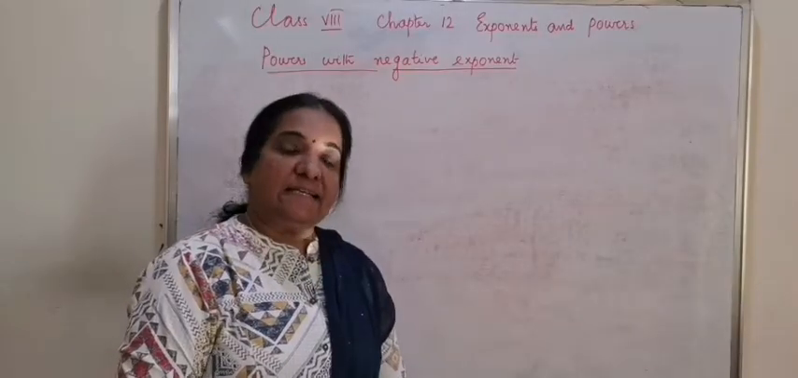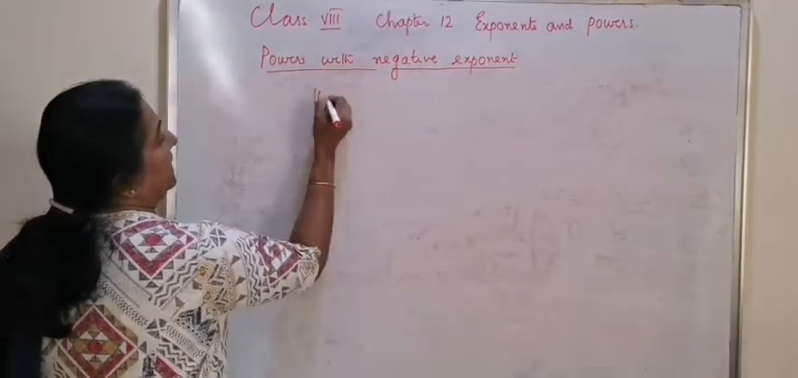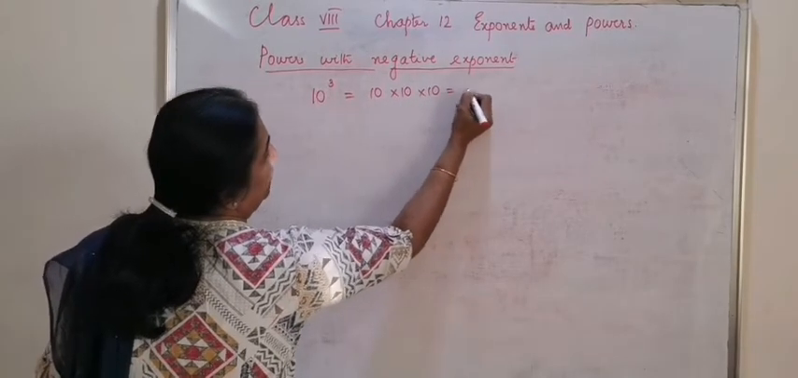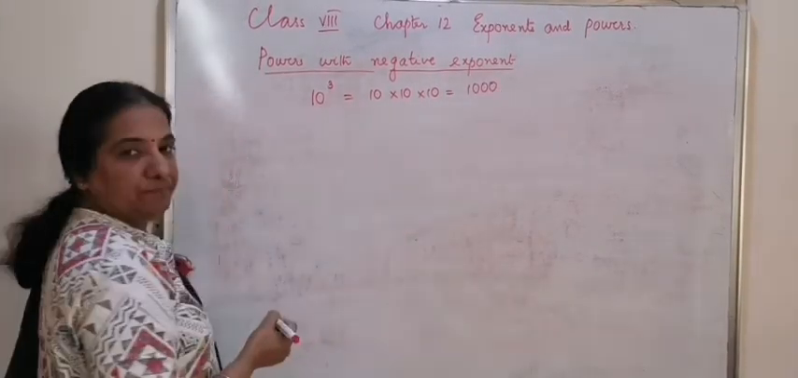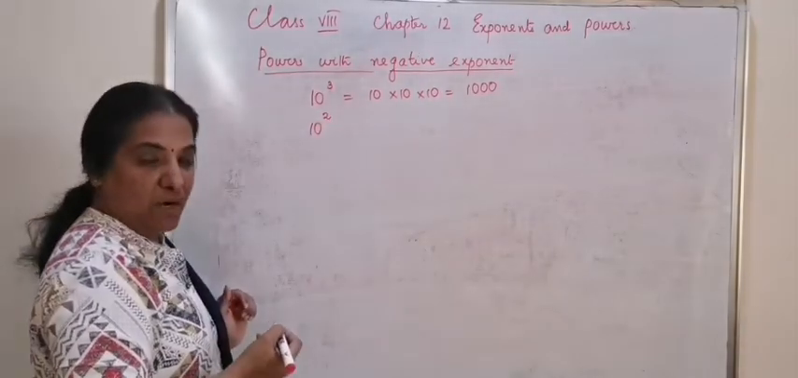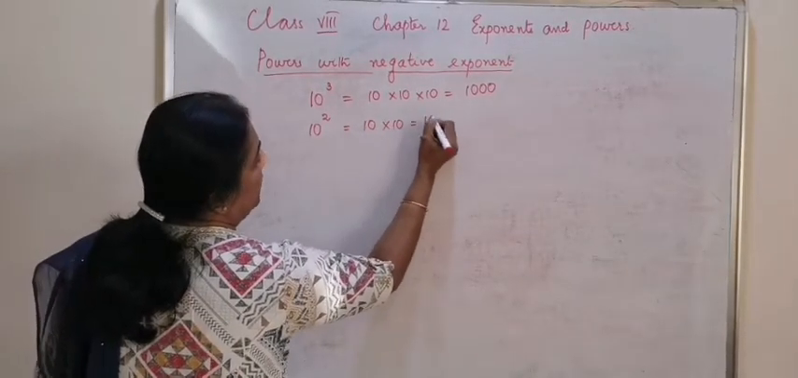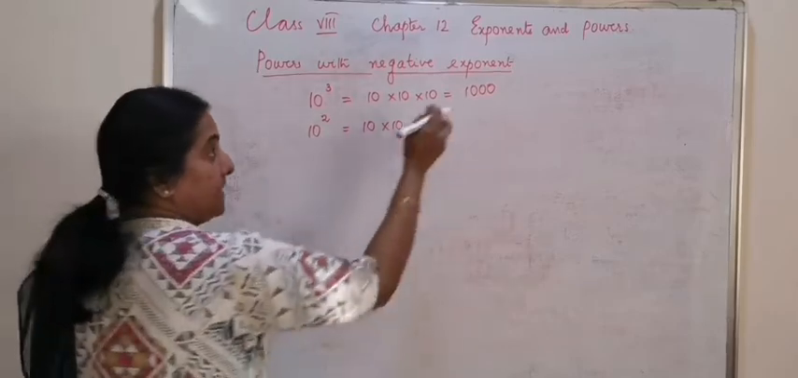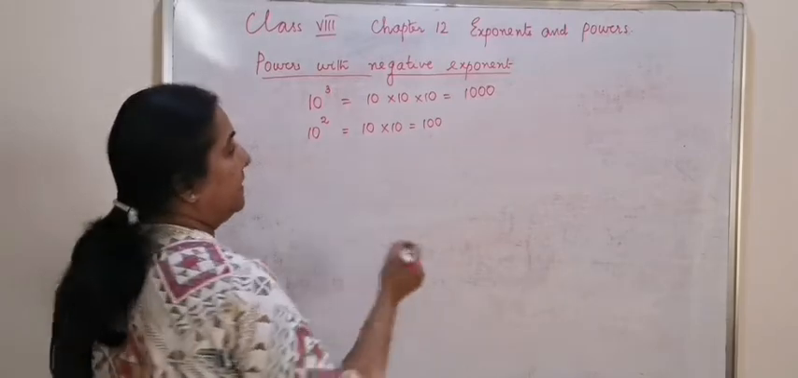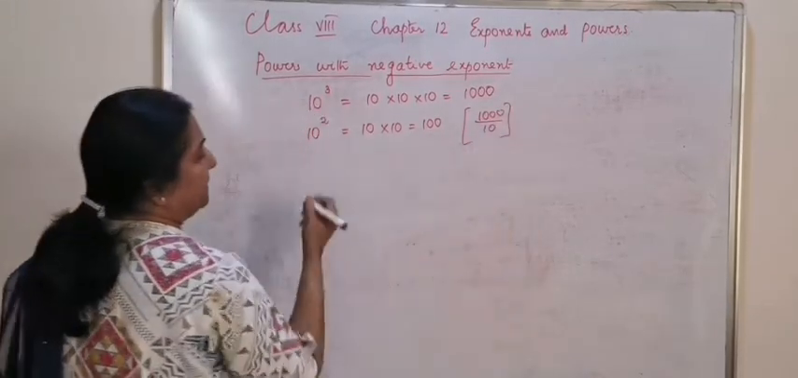To understand clearly, let's take the example once again. 10 cubed is the same as 10 into 10 into 10, or 1000. Let's reduce the power by 1, that is 10 squared. It is the same as 10 into 10, or 100. That is, the value 1000 has been reduced to the value 100. How did it happen? 1000 divided by 10.